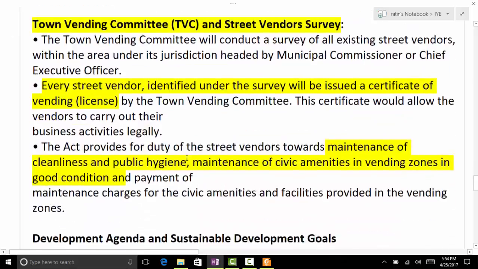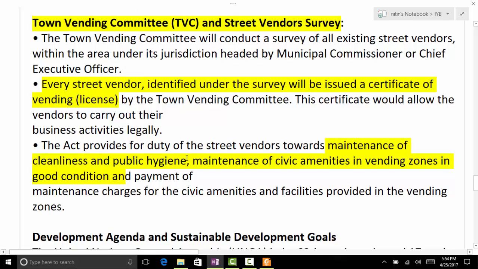Then Town Vending Committee and Street Vendor Survey. What they do is give licenses and certificates to the street vendors, so that the street vendors also maintain the cleanliness and hygiene around wherever they work, and also do not disturb the movement of people and vehicles, right? So both things are maintained: protecting them against any kind of harassment on one side, and on the other side, making sure they are also doing the duty that is given to them. So it helps in giving the vending license, certificates and all.